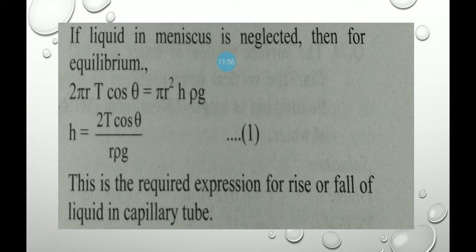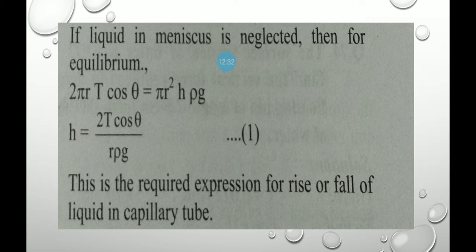Also, the second thing to remember here is that for pure water theta is equals to 0 degree and cos 0 is equals to 1. In this case we get the equation h is equals to twice T by r g, because the density of water is also 1 and cos theta is equals to 1. That's why from equation 1 we are getting h is equals to twice T upon r g, with cos theta and rho equal to 1 in this equation for pure water.